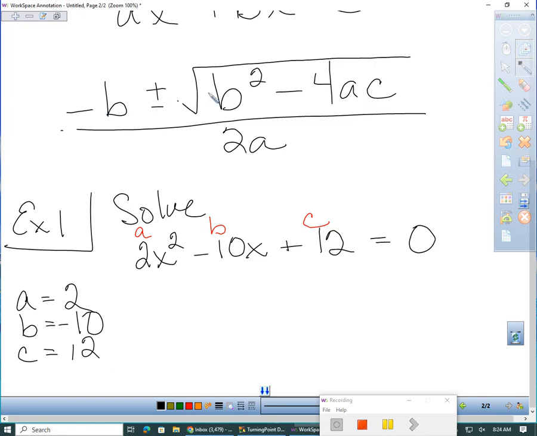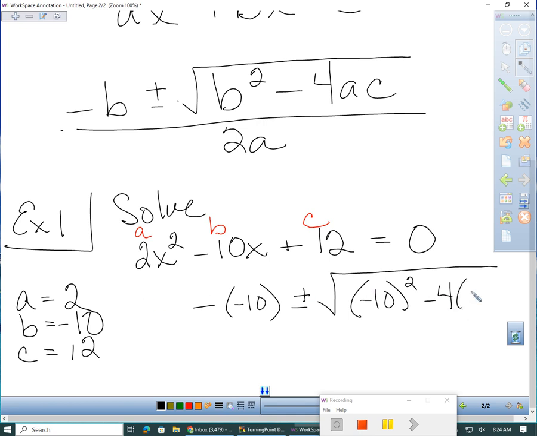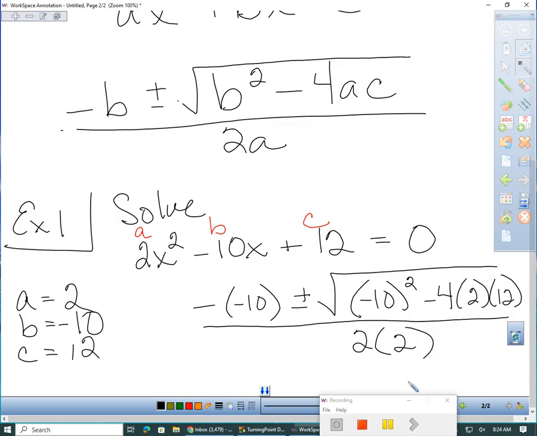So now we're going to plug everything into this equation. So I have negative b, which is negative 10, plus and minus the square root of b squared, or negative 10 squared, and of course anytime we put a value in for a variable, we put parentheses around it, minus 4 times a times c, all over 2a. Any questions? I just plug that in.